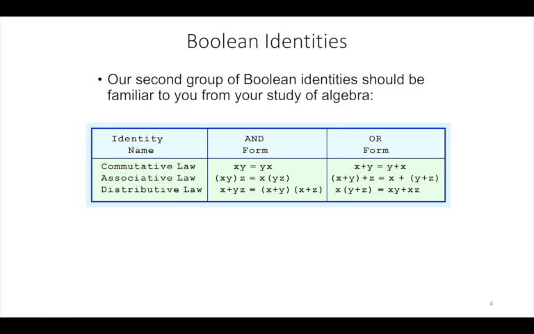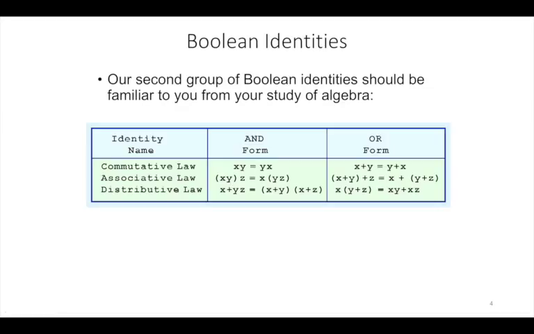The second group of the Boolean identity should be familiar from when you studied algebra. The first law we discuss is the commutative law. It indicates that the order of variables in a Boolean function is not important. For example, in the AND form, x AND y is equivalent to y AND x. Similarly, in the OR form, x OR y is equivalent to y OR x.